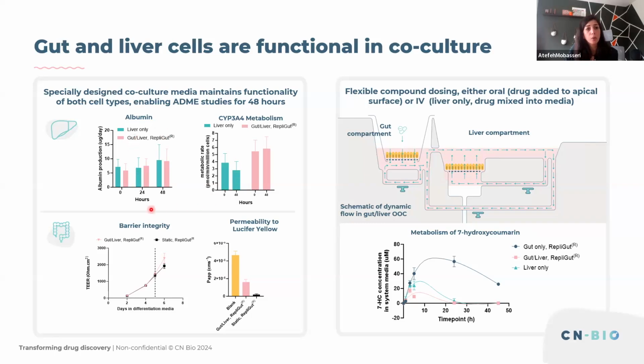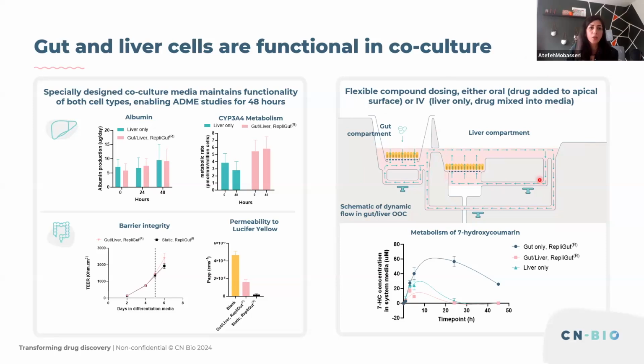For the liver, we look at the albumin production, comparing the liver only to gut liver, and we also look at the CYP3A4 metabolism, again comparing the liver only to gut liver. We make sure that the liver is healthy. Then we move on to the barrier for the gut. We look at the barrier integrity and also permeability.